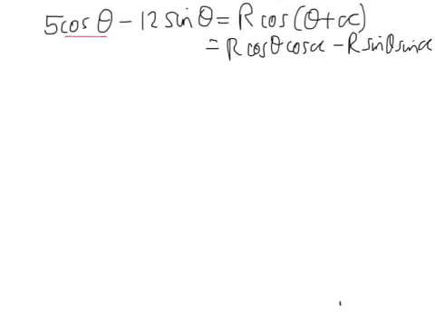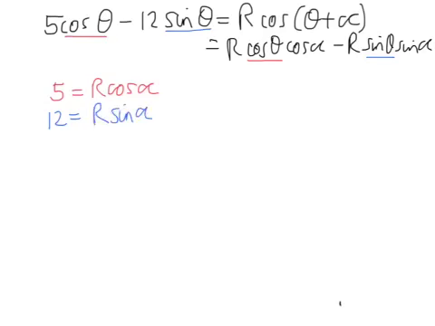Okay. Then we're going to look at the left-hand side and the right-hand side and notice that we've got a term in cos theta on the left and a term in cos theta on the right. So we're going to equate those two terms, and the coefficient on the left is 5, so we've got 5 cos theta, and the coefficient on the right is r cos alpha. Similarly, we've got terms in sine theta on the left and sine theta on the right, and again if we equate the coefficients we've got that 12 is equal to r sine alpha. Notice that they're both negative, so we can just ignore the negatives there. They can cancel out.